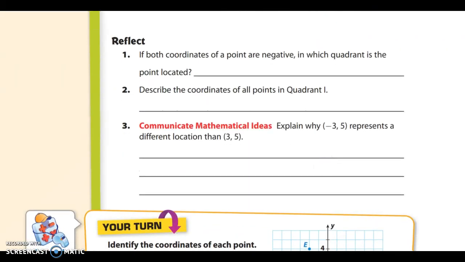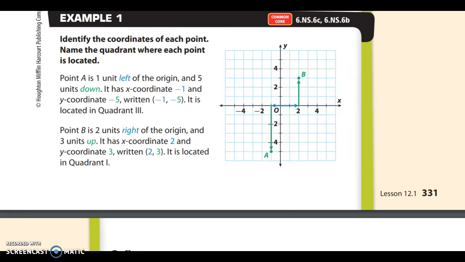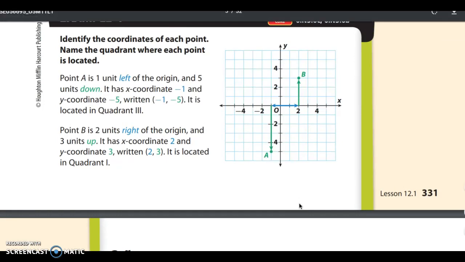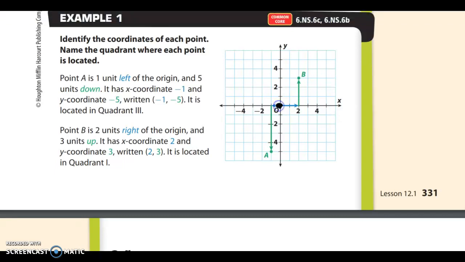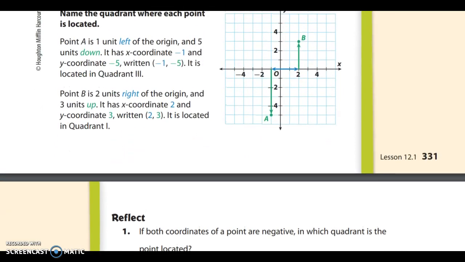Reflect. If both coordinates of a point are negative, in which quadrant is the point located? So let's go back to this guy right here. We're going to start at 0 right here, the origin. If the first coordinate is, remember it says negative, and the question says if both, I'm going to move this so now I can see the coordinate and the question. Here's the question here. If both coordinates of a point are negative, in which quadrant is the point located? That's the question. And we're using this coordinate grid to think about it.